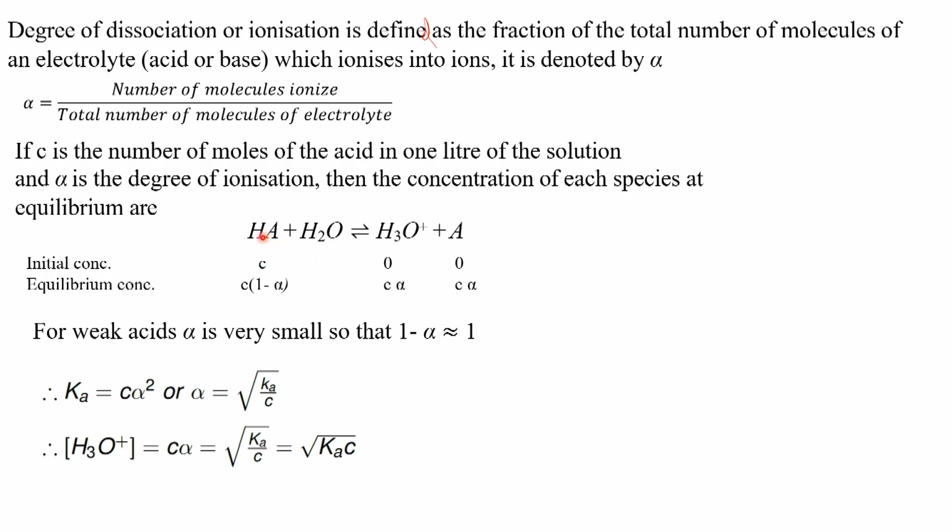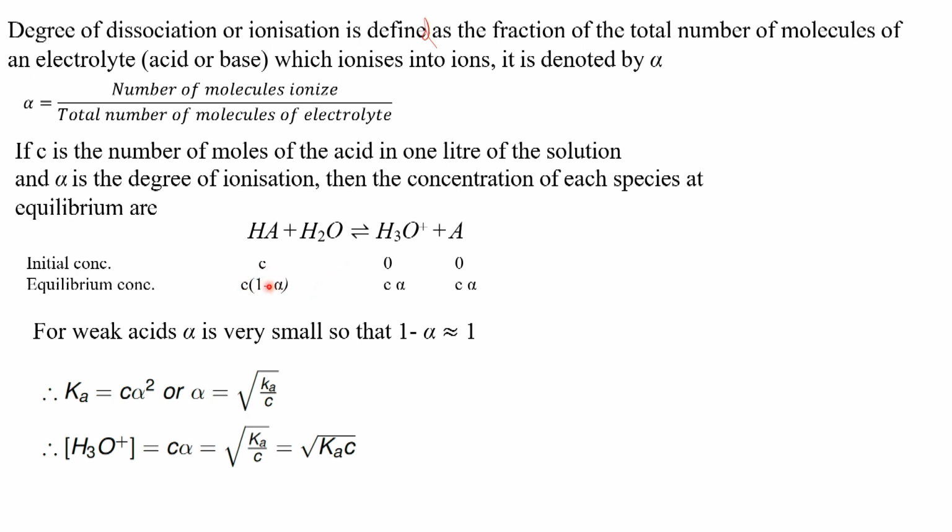We started with weak acid HA, and with water we get H3O+ plus A-. Initially the concentration of HA is C, and there is no H3O+ and A-, so we get 0 and 0. At equilibrium, alpha is the degree of ionization, so for each one mole of HA, alpha moles will be dissociated. So 1 minus alpha is undissociated, and at equilibrium the concentration of HA is 1 minus alpha times C.